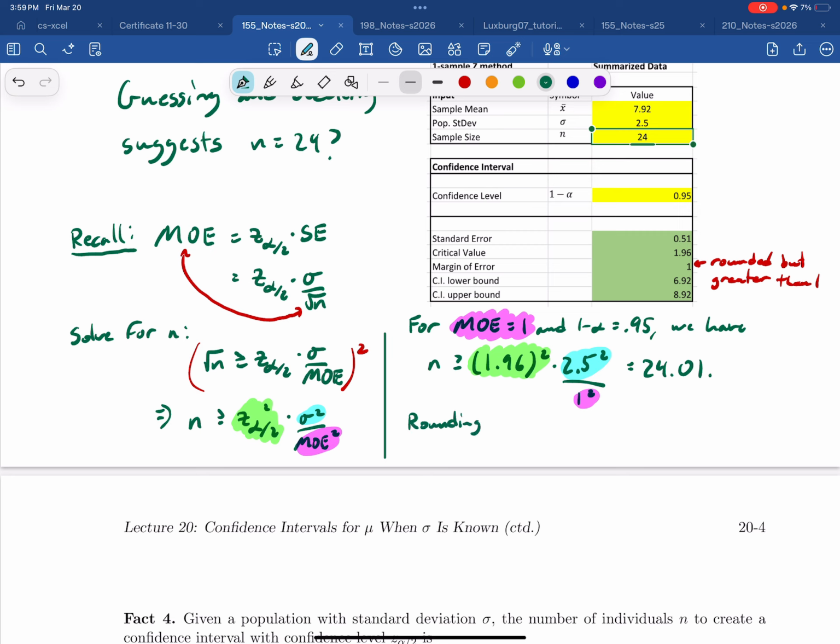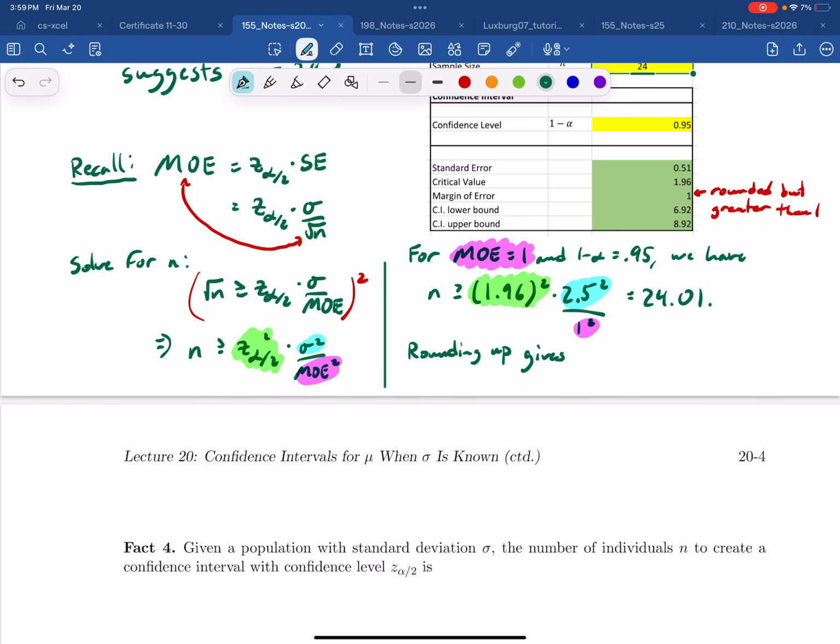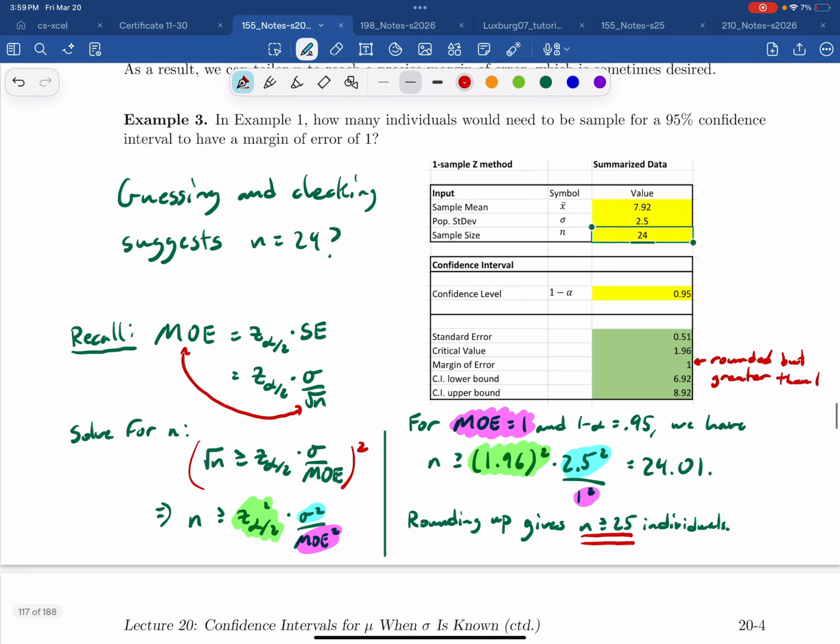Even though it's 24.01, we round up, which gives n needs to be greater than or equal to 25 individuals. And that is our answer. Not 24, 25, right? So just by randomly guessing, we did not get the correct answer. We really do need to use this formula because there might be a rounding error. Okay?